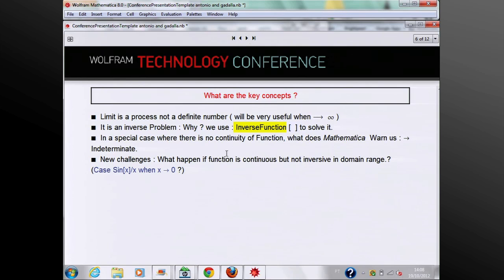After I noticed, okay, when there is no continuity, what's the message of Wolfram Mathematica? Well, it's indeterminate. But of course, I have new challenges. Let's see an example of a function that is continuous, but there is no inverse. What happens in that situation?